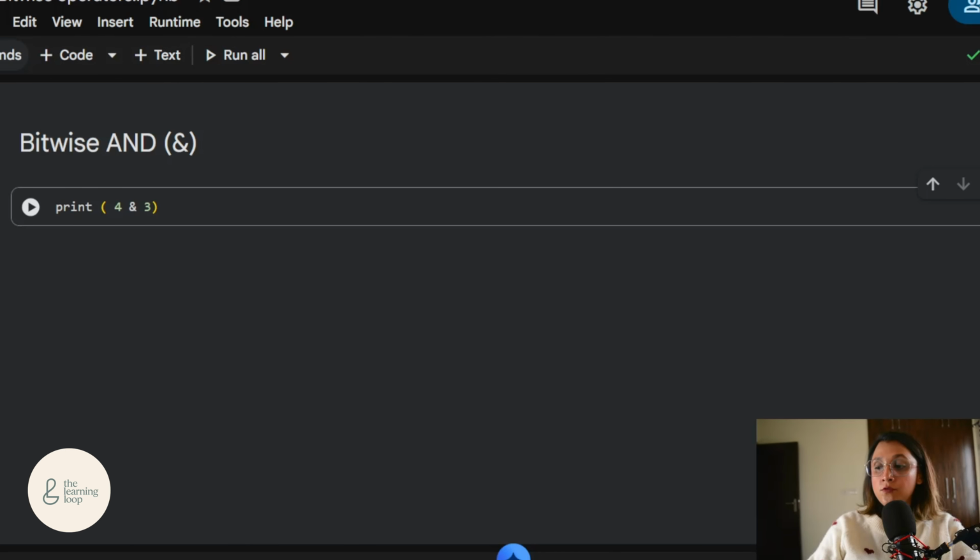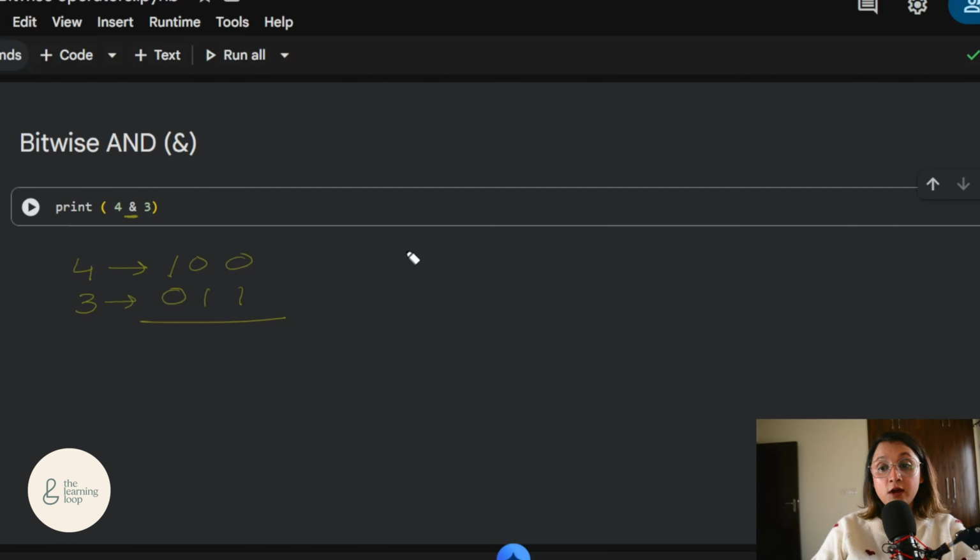Now, 4 in binary format is presented as 1 0 0, and 3 in binary format is presented as 1 1. I will set the third bit as 0 because nothing is there. And now we'll perform this AND operator.